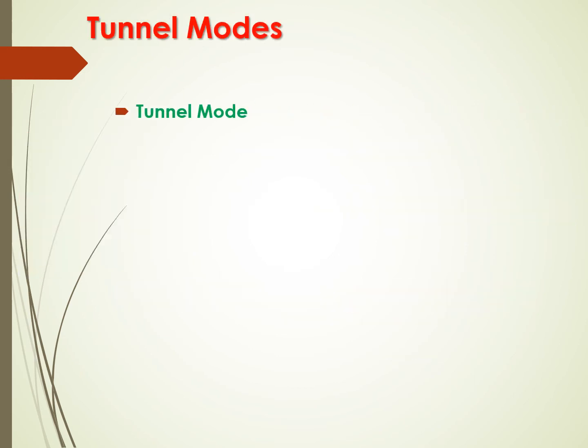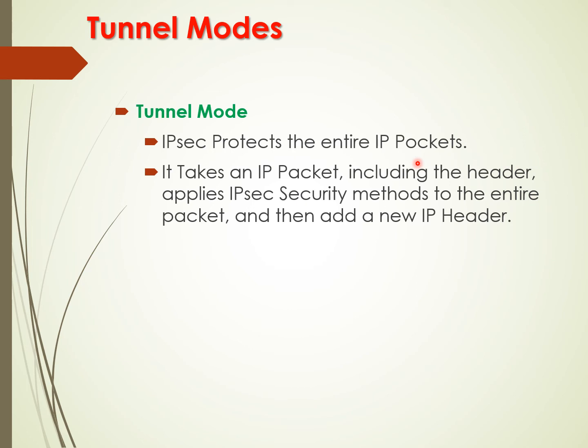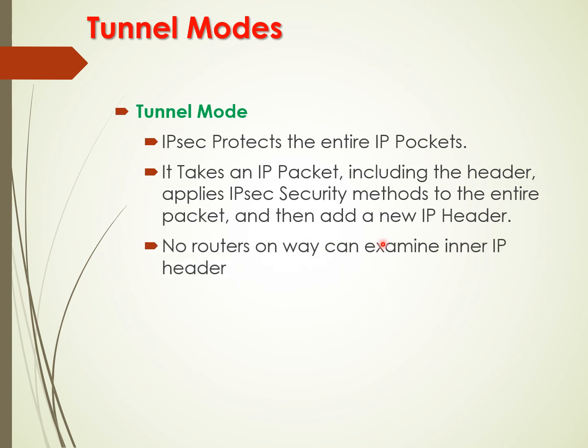About the tunnel mode: IP security protects the entire IP packet, which includes the original IP header plus the payload or actual data. It takes an IP packet including the header, applies IP security methods to the entire packet, and then adds a new IP header. So no routers on the way can examine the inner IP header. The inner IP header is encapsulated, so no router will examine the original IP header.